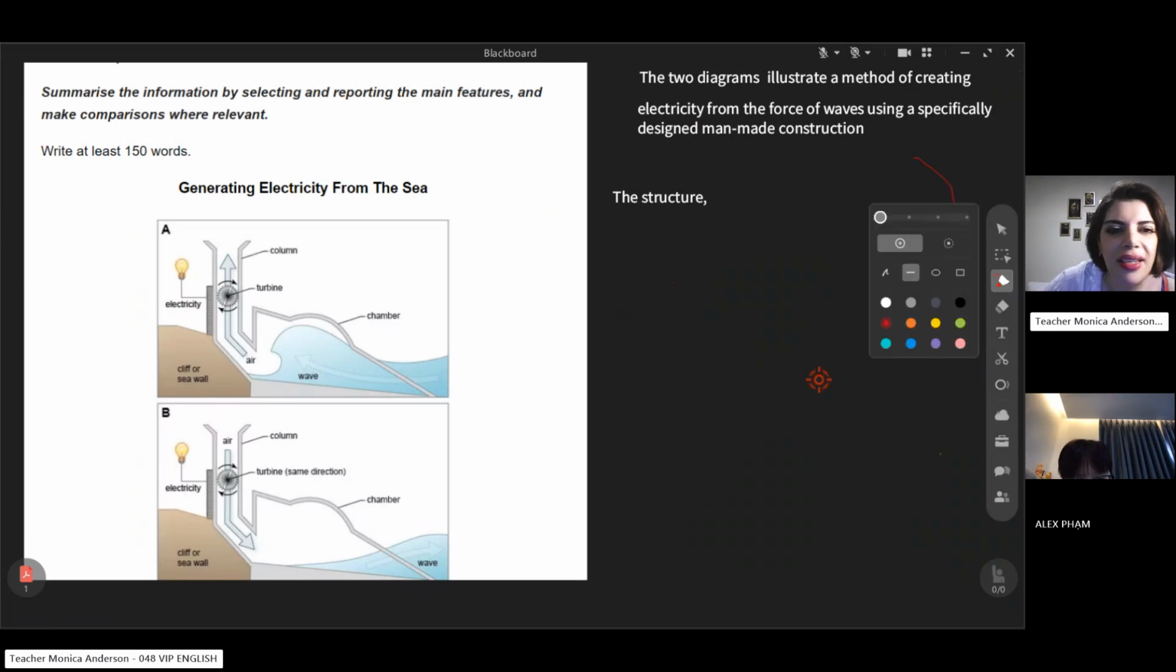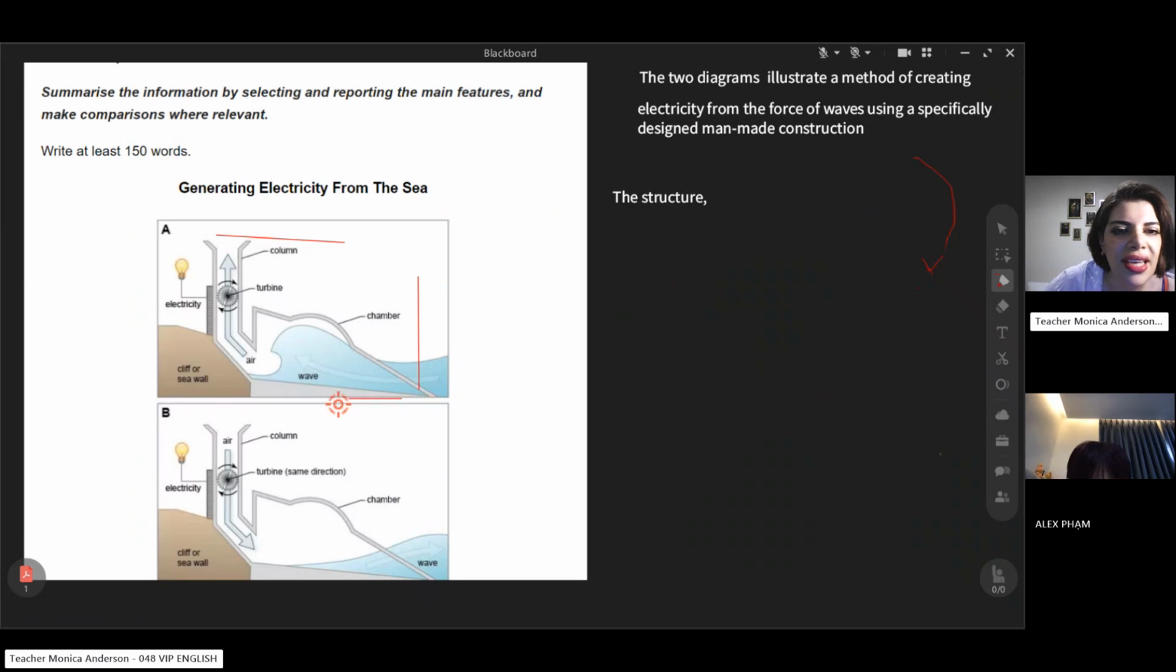As you can see, this is a structure. It consists of what? This part and this one, and this one. So could you say it means different parts? I mean different parts. So say, consists of.